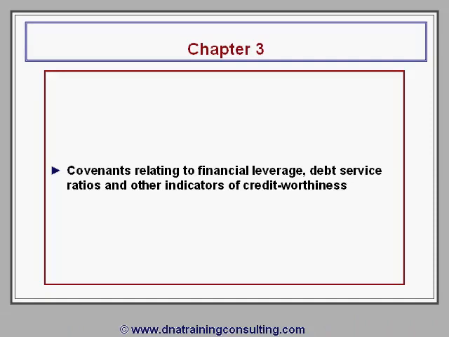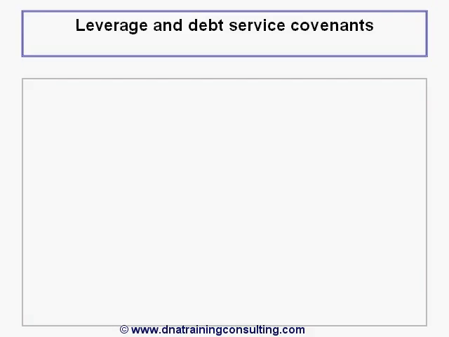This Chapter 3 reviews covenants that relate to a borrower's financial leverage, debt service ratios, and other indicators of creditworthiness. The most common financial covenants, perhaps, are those that limit a borrower's leverage or impose on it a minimum ratio for interest coverage.